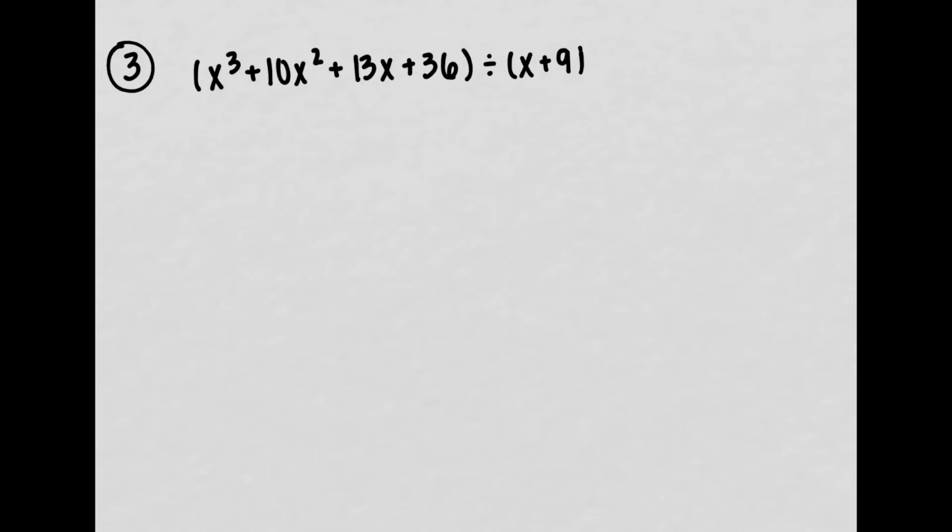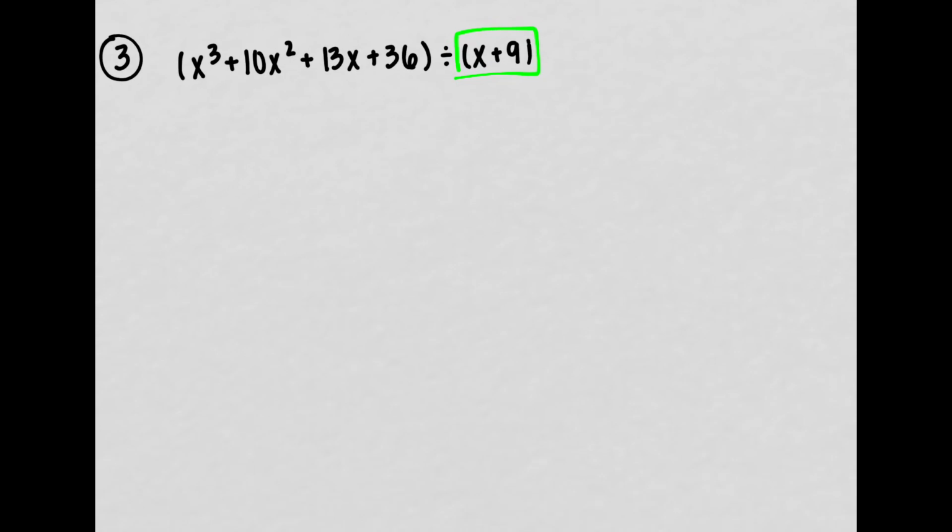So here's number 3. I look at what I'm dividing by, and it's x plus 9. There's actually 2 terms. There's the x and then the 9. So that means I'm not dividing by a monomial. So I have 2 options, long division and synthetic division. I'm actually going to go through and do it both ways so you can see that in this situation, it does get us to the same answer.